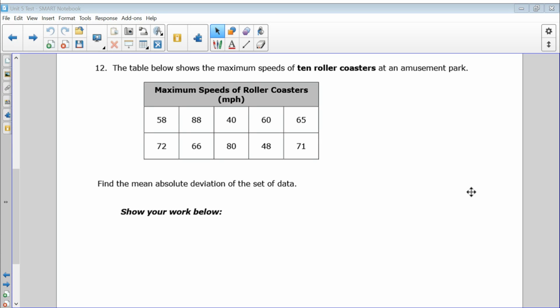Question 12. The table below shows the maximum speeds of 10 roller coasters at an amusement park. Find the mean absolute deviation of the set of data. Show your work below.